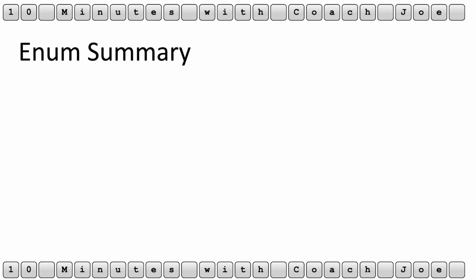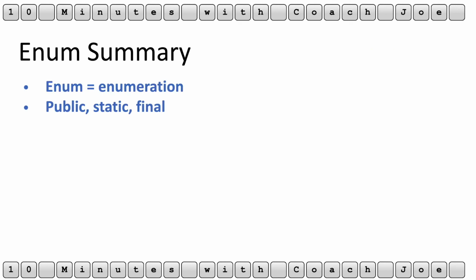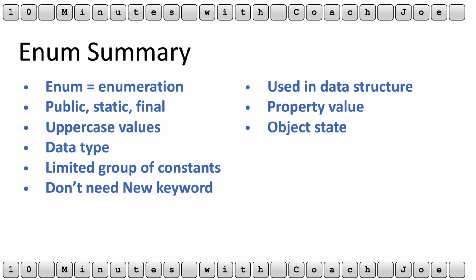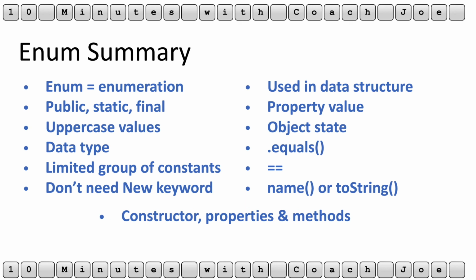Here's a summary of the enum. An enum is short for enumeration. It is publicly available and cannot be changed. Enum values should be in all uppercase, but it's not required. An enum data type is a clue for other developers that this variable has a limited group of values. The new keyword is not needed to initialize the enum. It is common for enums to be used in a data structure as a property that never changes or as a property that holds object state. When comparing two enums, you can use the .equals method or the double equal sign. The name and toString methods will return the text of the enum value. An enum can have a constructor, properties, and methods. The enum constructor should be declared as private or default.